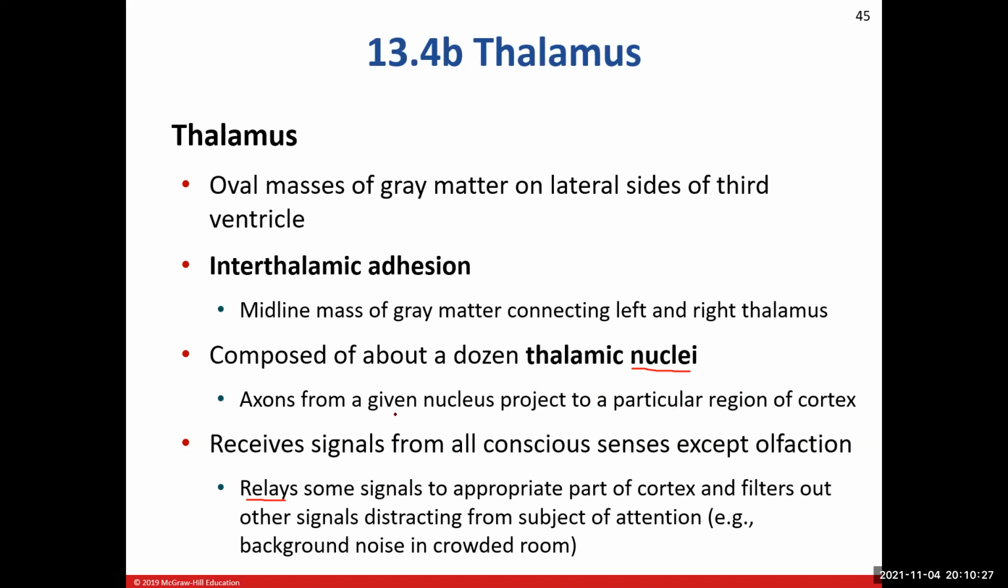So keep in mind, a specific nucleus is going to project to a particular region of the cortex. The nucleus that projects to the auditory cortex is going to be different from the nucleus that projects to the visual cortex or the olfactory cortex. Excuse me, not olfactory, because that leads me to my next statement. This is really important because it's been seen on test questions before. The thalamus is going to receive sensory information from all of our conscious senses except smell. Smell doesn't go there. Don't ask me why. It just doesn't go there.